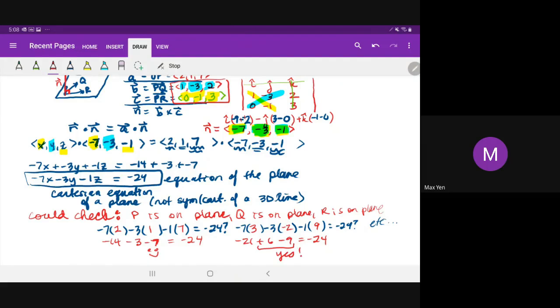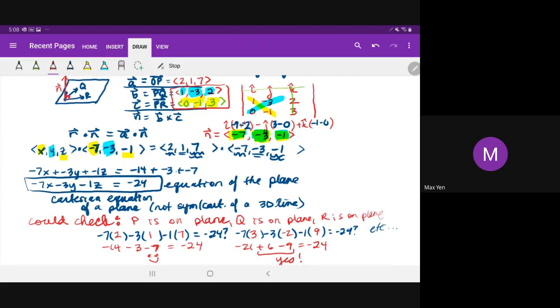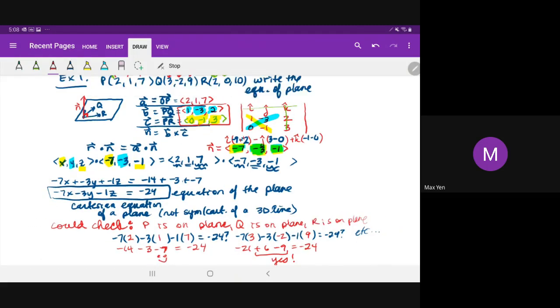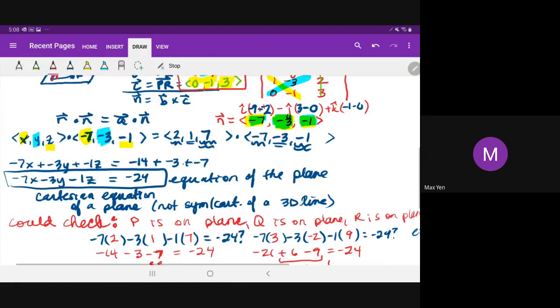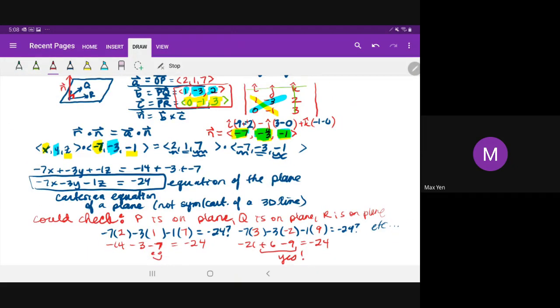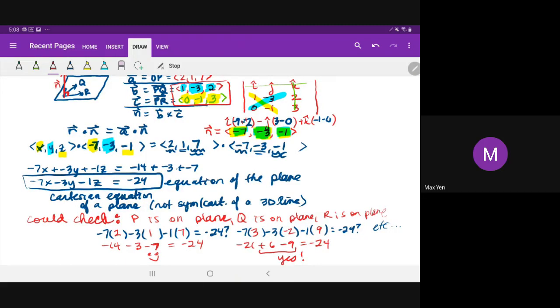Cool. Now, is R on the plane? Let me check. So what was R? R was 2, 0, 10. Let me just memorize that. I want you guys to see this in case I'm going too fast. So 2 times -7 is -14. 0 is 0. And then minus 10. So -14 minus 10 is -24. So I'm going to put yes over here. So that means I did it right. My 3 points are on the plane.